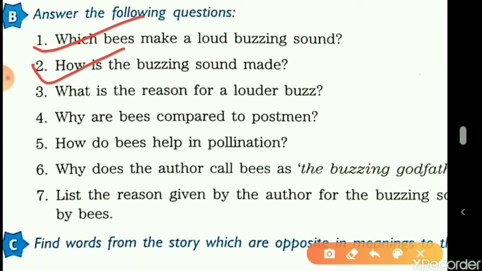Now, question number 3. What is the reason for a louder buzz? So the answer is, the buzzing sound is made when the wings beat up and down. The smaller the wings, the faster the bees have to beat them in order to fly. And the quicker they beat, the louder they buzz.